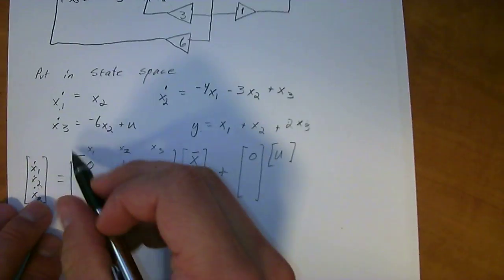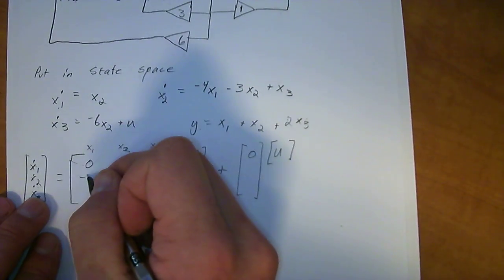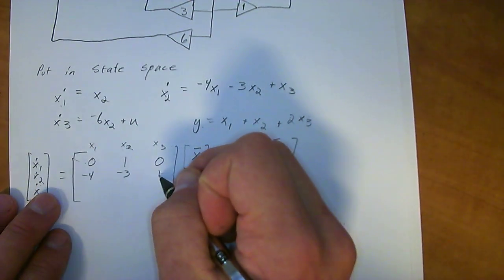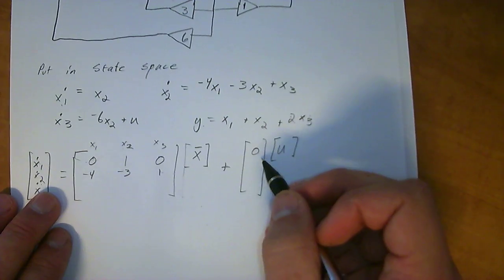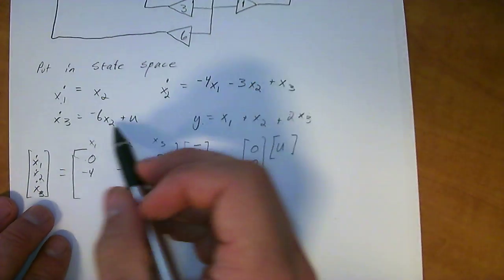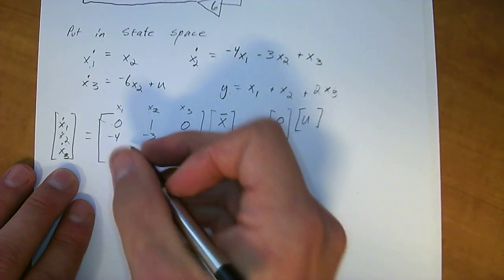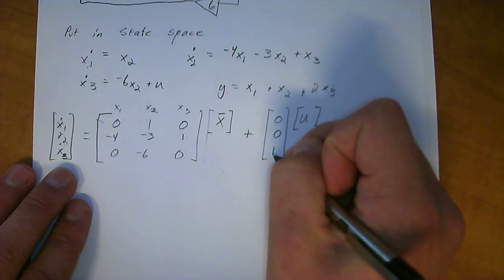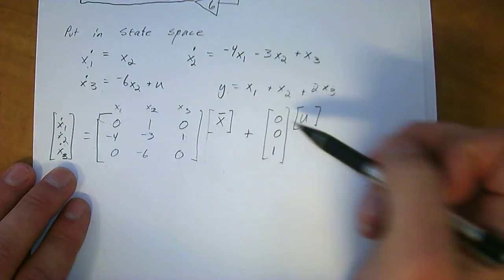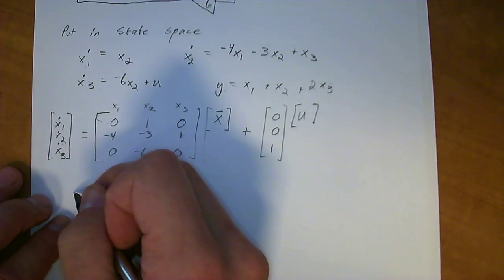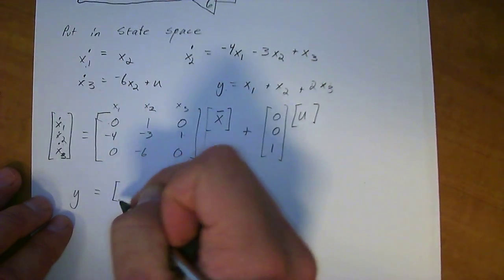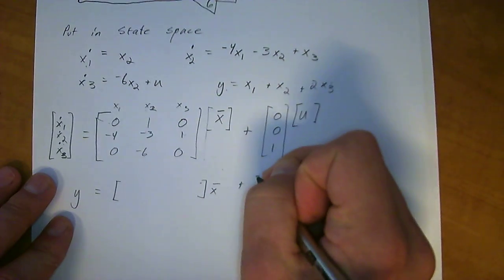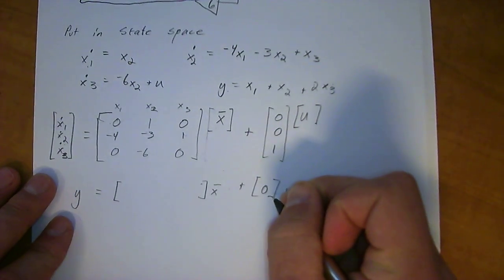So there's no u associated with x1, so it's going to be 0. And then for x2, we've got a negative 4 x1, a negative 3 x2, a 1 x3, and nothing for u again. So then going on to x3, we have nothing for x1, we have negative 6 for x2, nothing for x3, and then 1 u. So there you go, just like that. And that's your upper state space. And then if you go down here and you get the y vector, just like this, x bar plus 0u.